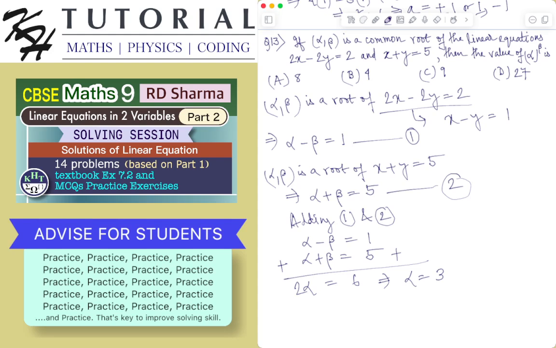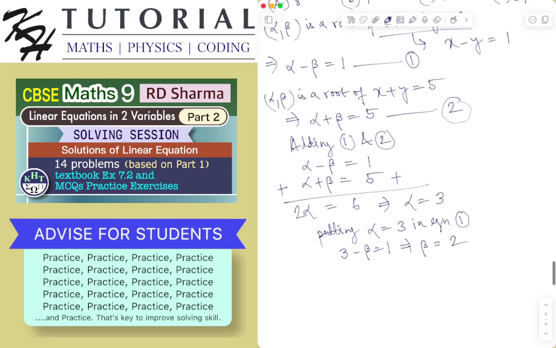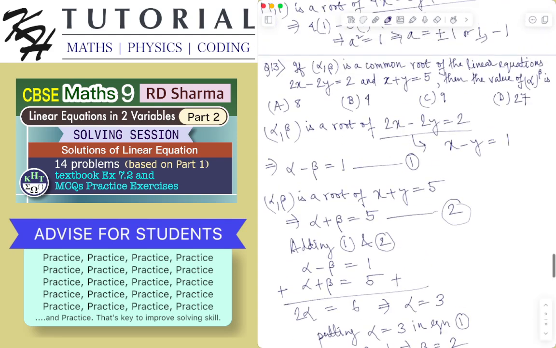And putting alpha equal to 3 in equation 1, we get 3 minus beta is equal to 1. So this implies beta is equal to 2. So we have found the value of alpha and beta. Alpha is 3 and beta is 2. And we are asked to find the value of alpha to the power beta.